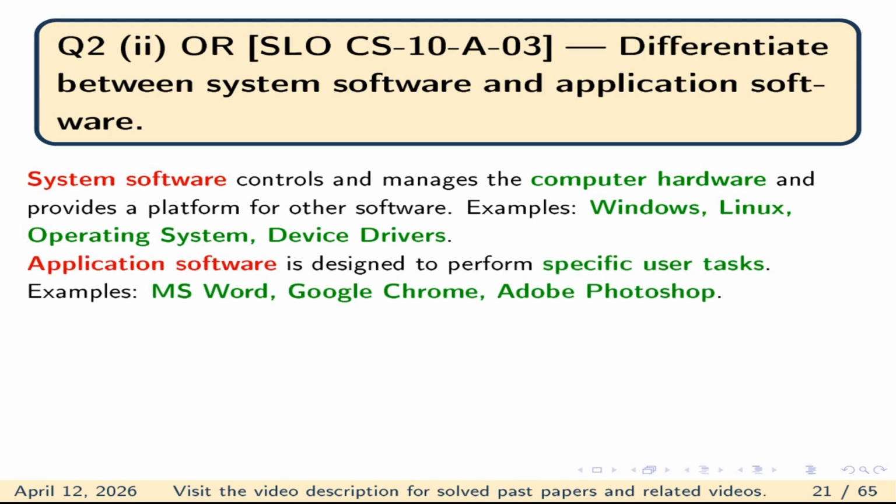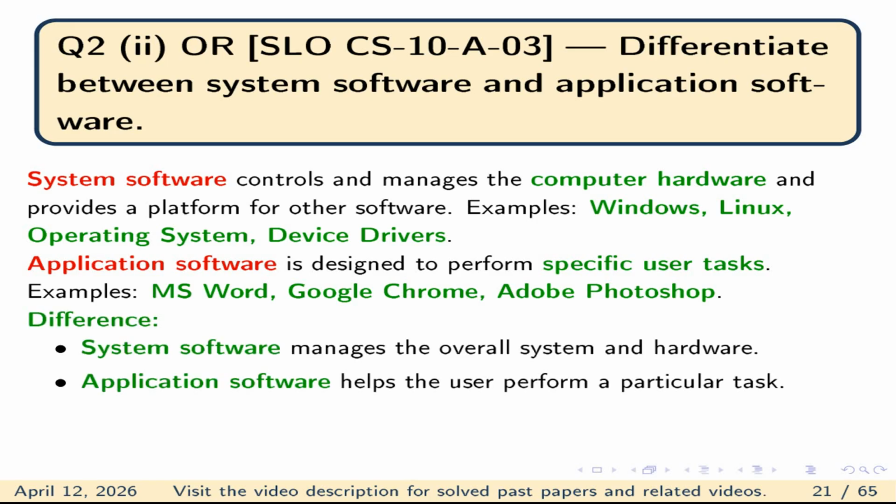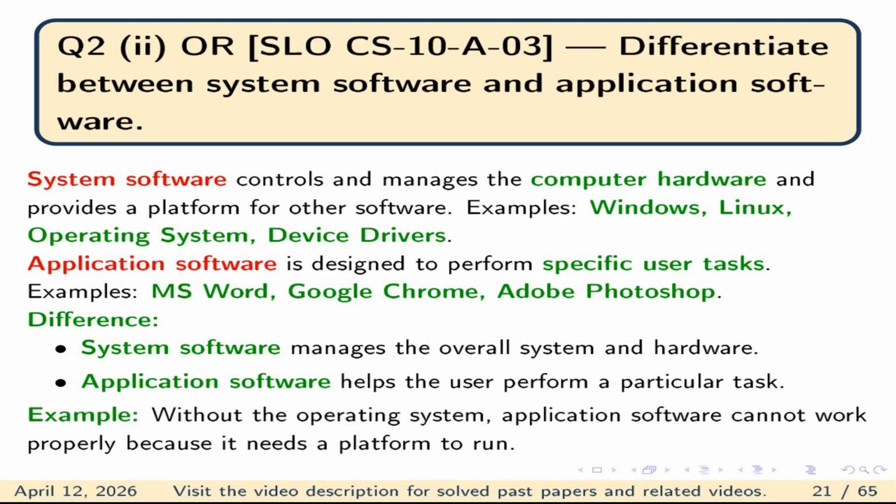Application software is designed to perform specific user tasks. Examples: Microsoft Word, Google Chrome, Adobe Photoshop. System software manages the overall system and hardware, while application software helps the user perform a particular task. Example, without the operating system, application software cannot work properly because it needs a platform to run.